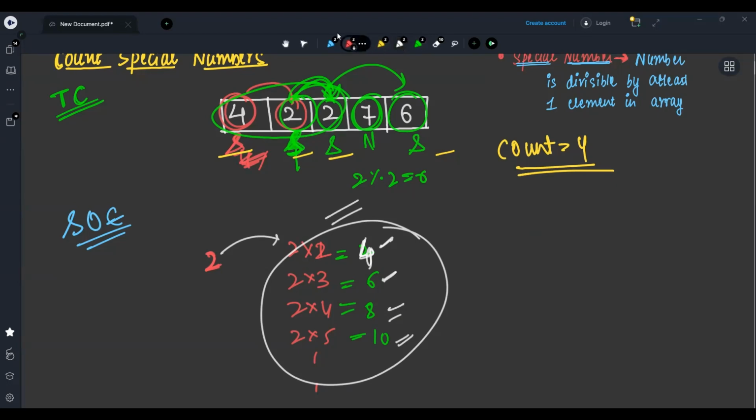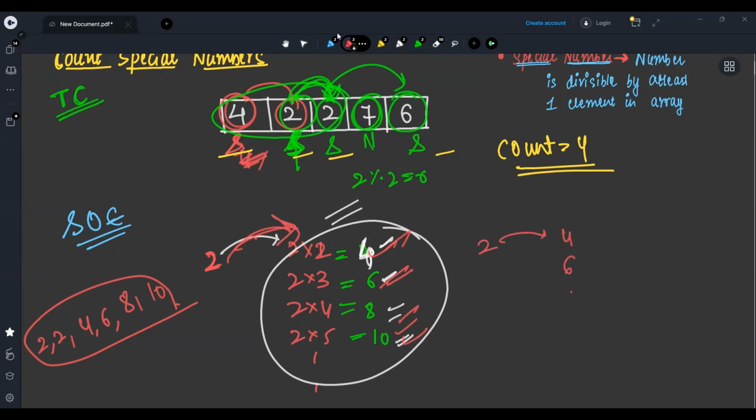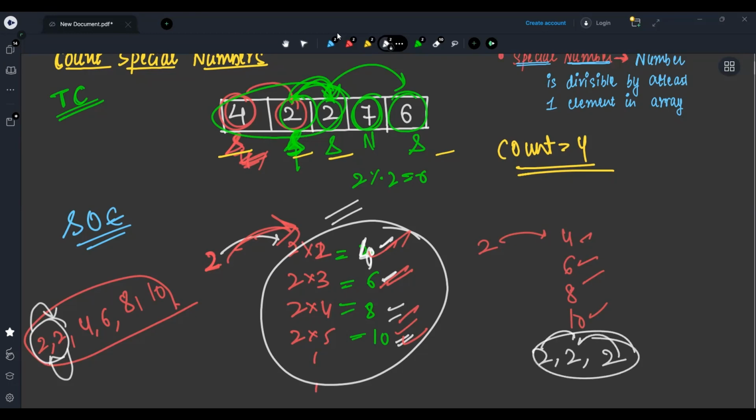But let's say I apply the same approach here. Let's say my array is 2, 2, 4, 6, 8, 10. So I will mark that 4 is divisible by 2, and I will mark all its multiples as true, that they are special numbers because they are divisible by someone. Now again 2 comes, and this 2 will mark 4, 6, 8, 10 as special numbers. Done. But what about 2, 2? This 2 can divide this 2, and this 2 can divide this 2. That means I also have to consider the repeated existence of elements because they can divide themselves as well.